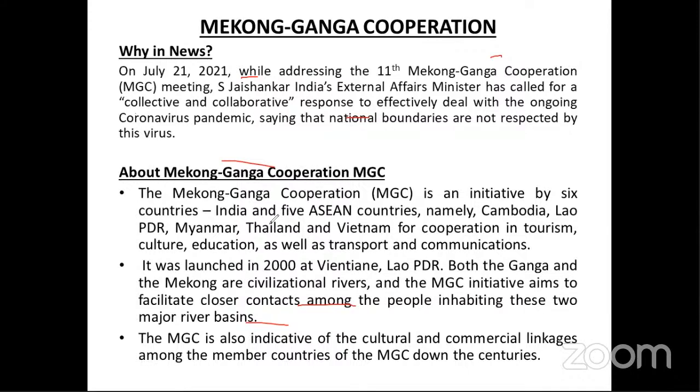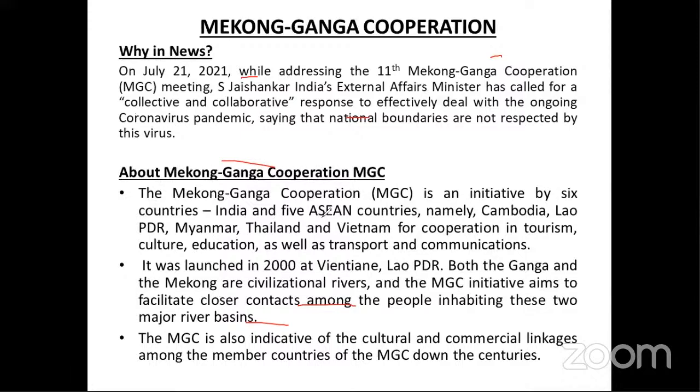Very well. When you see such news in a map, it is very important. Whenever you read such type of news about an organization, you must see a map, where all these countries are located. So it is a cooperation initiated by the 6 countries.